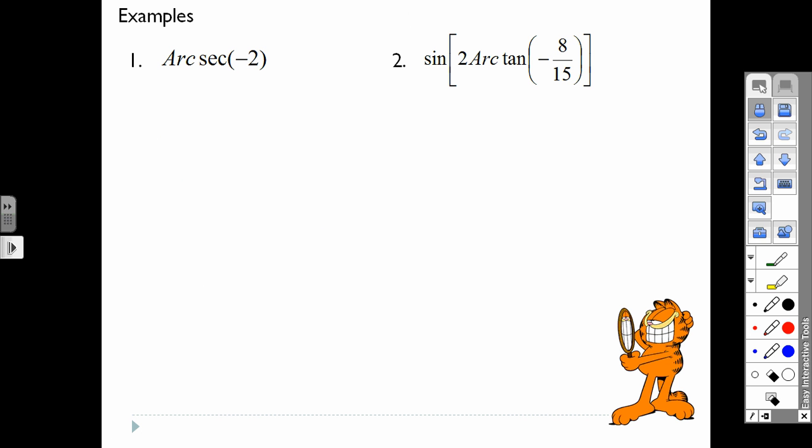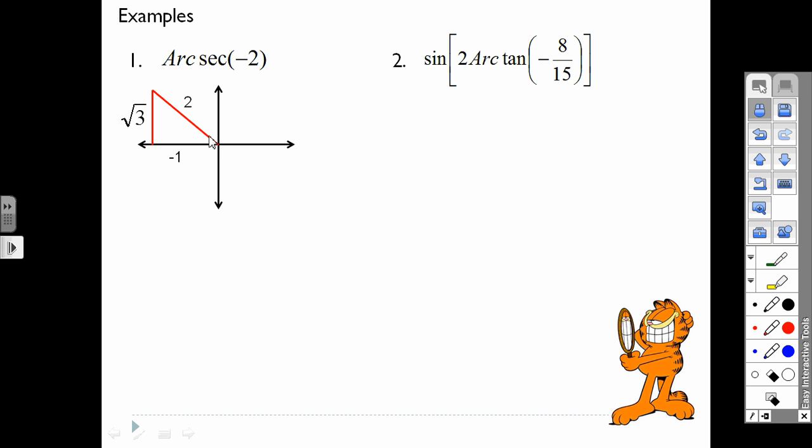Okay, so the first question asks us to evaluate arcsecant of -2. The first order of business is to figure out what quadrant this is going to be in. So ask yourself, secant is the reciprocal of which trig function? Hopefully you're saying cosine. And then you say, well, which quadrant is cosine negative in? And that should be quadrant 2, since we can't use quadrant 3.